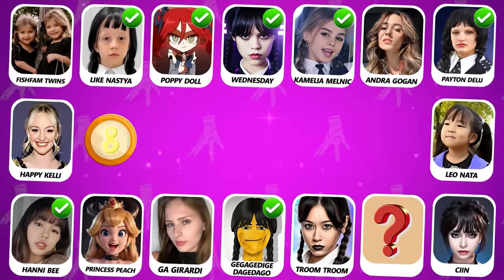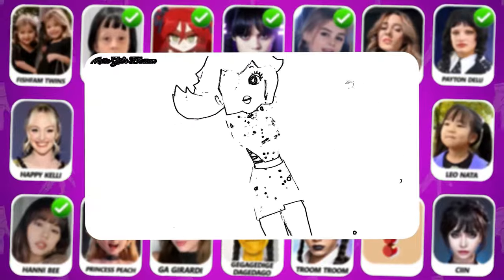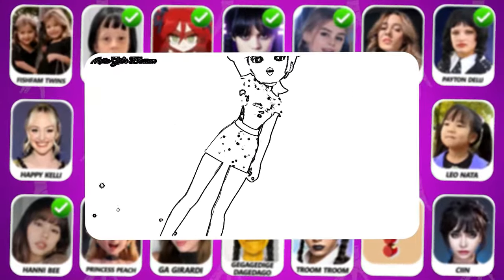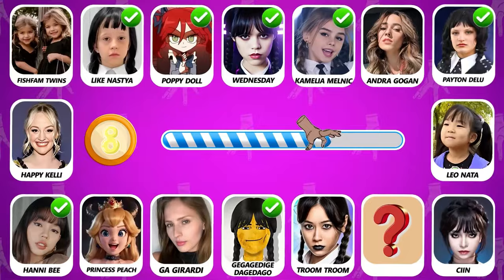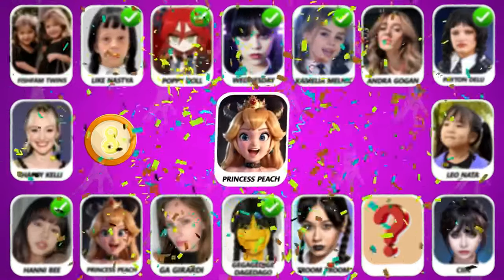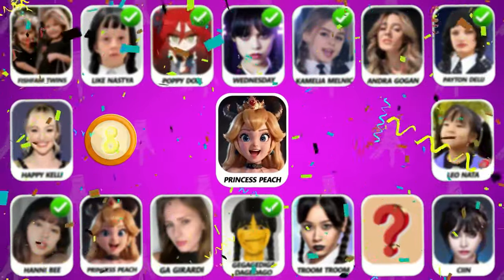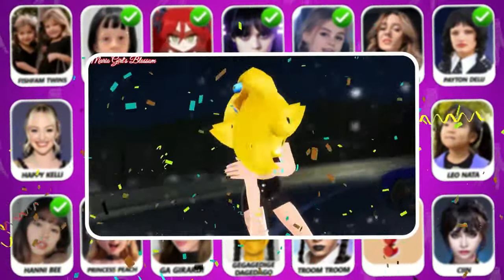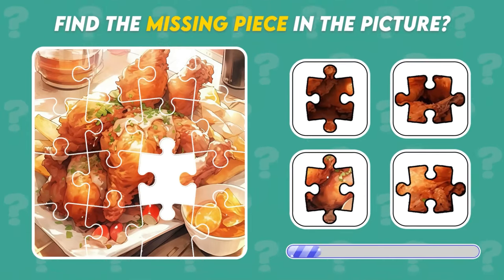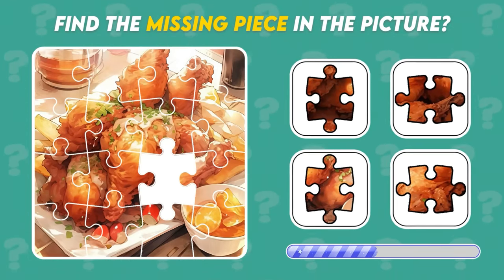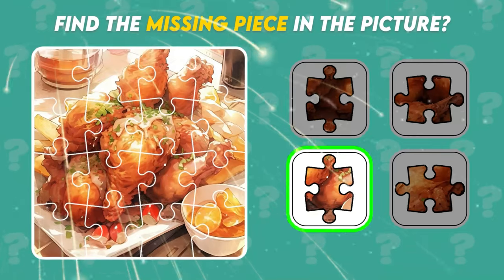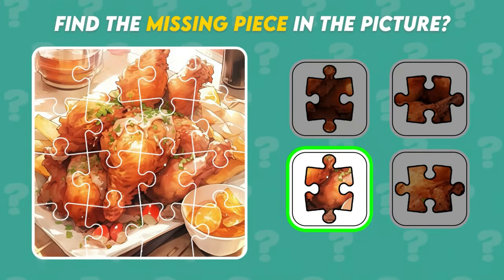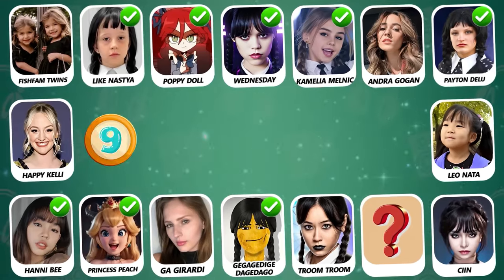Number 8. Guess who is dancing? That is Princess Peach. Did you guess this dancer? Find the missing piece in this picture. Yes, the correct choice is here. Number 9. Can you see who this is?